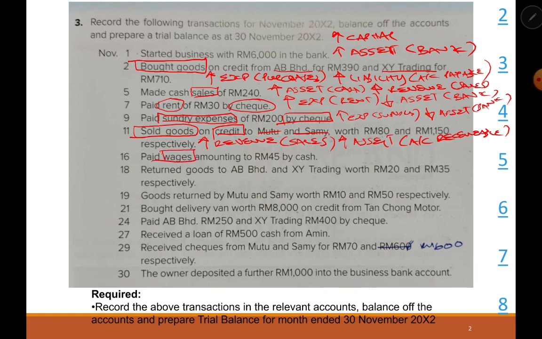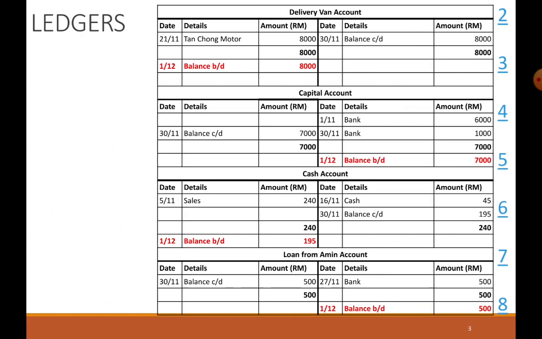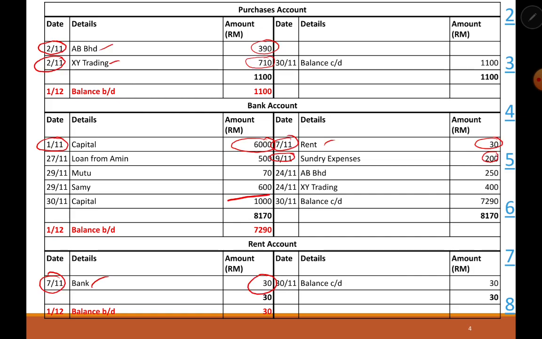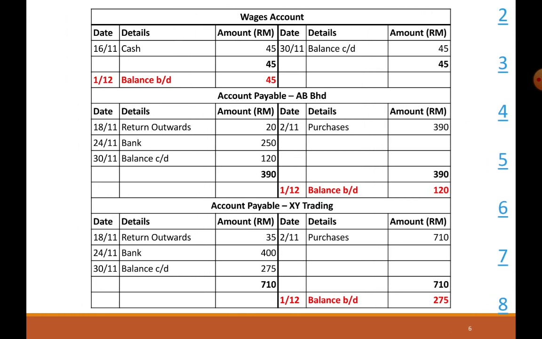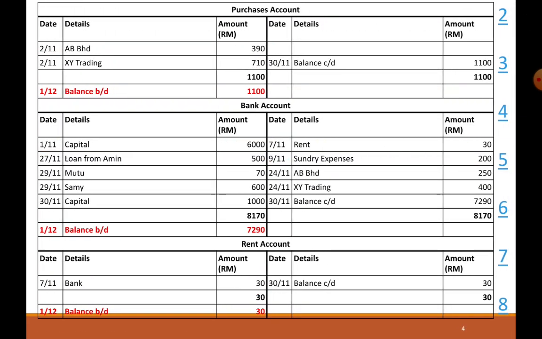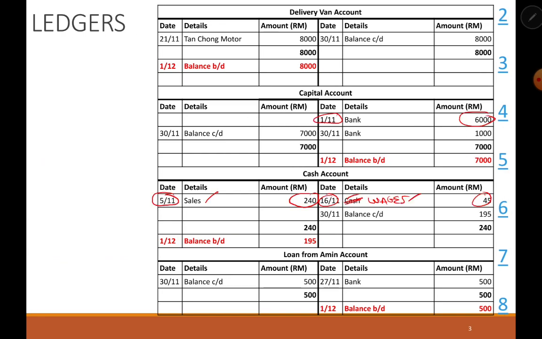Paid wages amounting to 45 ringgit by cash. Again, increase in expenses. In this case it is wages, and decrease in asset. In this case it is cash. Okay, so debit wages, credit cash. Okay, in this one some mistake happened here. It should be here not cash but wages. Okay, credit cash, particular details is wages, and debit wages account 45 ringgit. Okay, please make some correction in the cash account on the 16th of November. It should be wages, not cash.